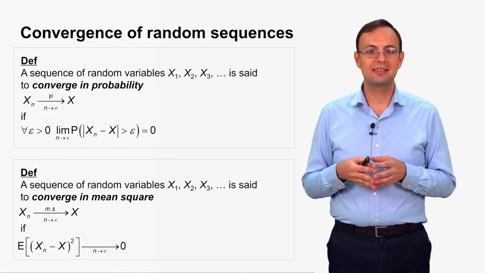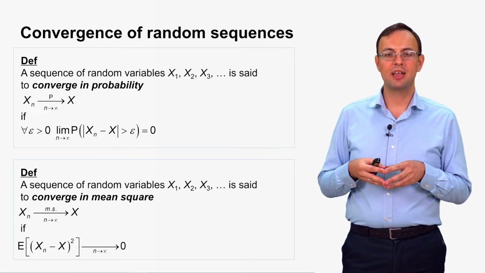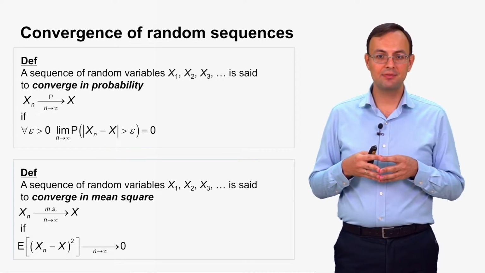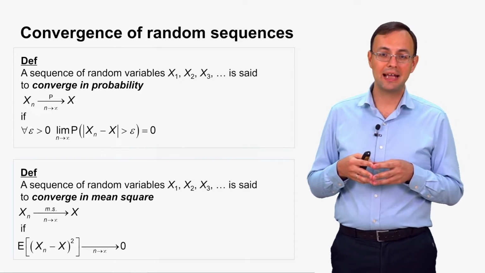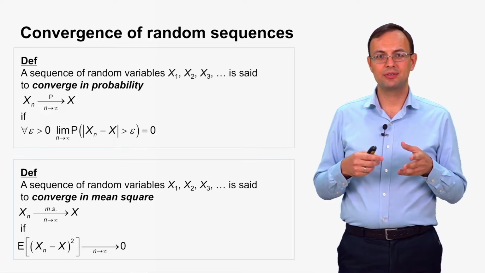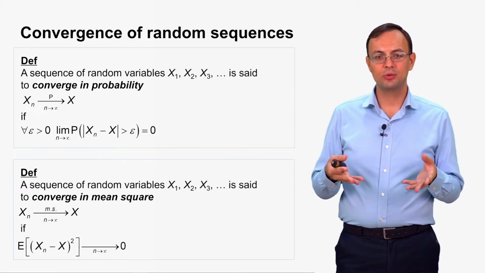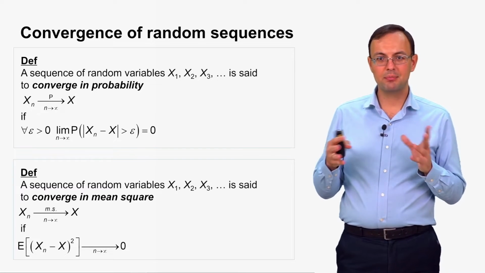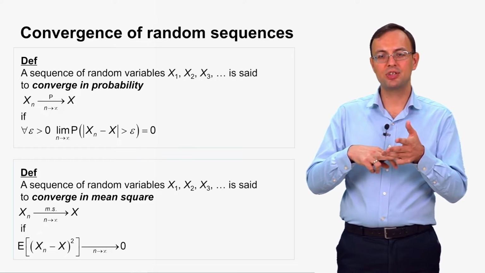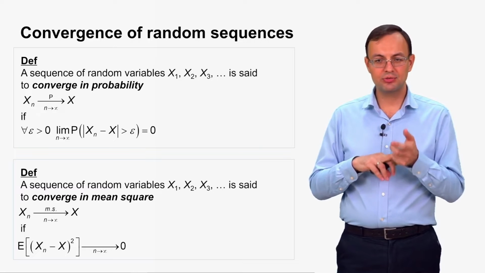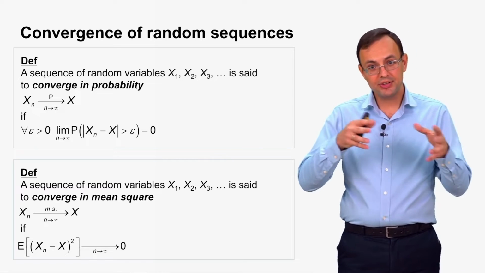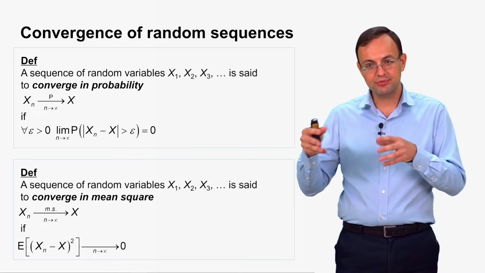A sequence of random variables is said to converge in mean square, and letters MS are written above the arrow to denote this type of convergence, if the expected value of the squared difference of xn and x tends to 0 when n tends to infinity. Expected value is mean value, average value. So while saying that the expected value of xn minus x squared tends to 0, you say that the average difference between the element of your sequence and the limit tends to 0. The difference itself is random, but not the difference itself, the mean value of the difference tends to 0.